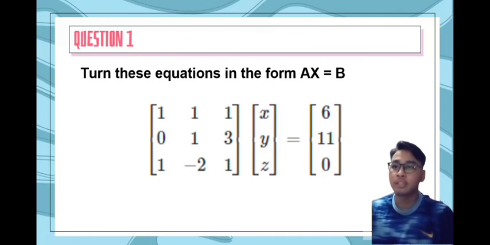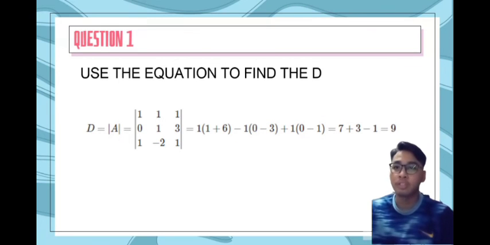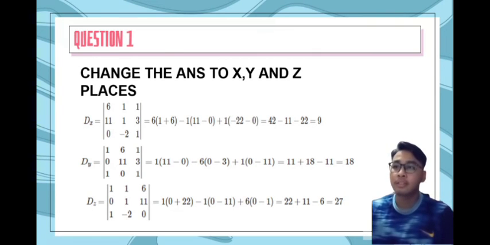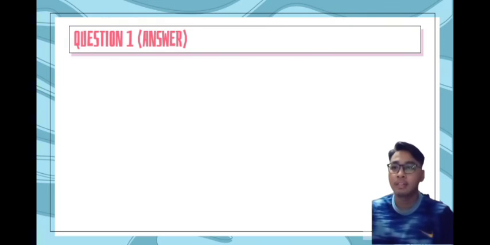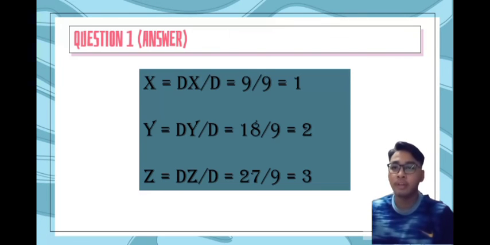First, we need to turn this equation in the form AX equals B, like this picture. After that, use the equation to find the D. Next, you can change the answer to x, y and z place. With this formula, we can find the Dy, Dx and Dz. Finally, we divide the answer by 9, that is D. So this is the final answer. Thank you.